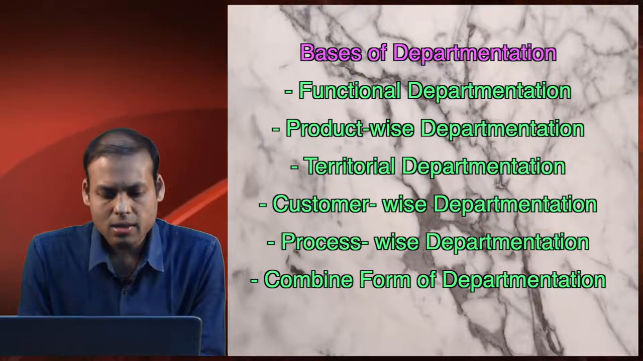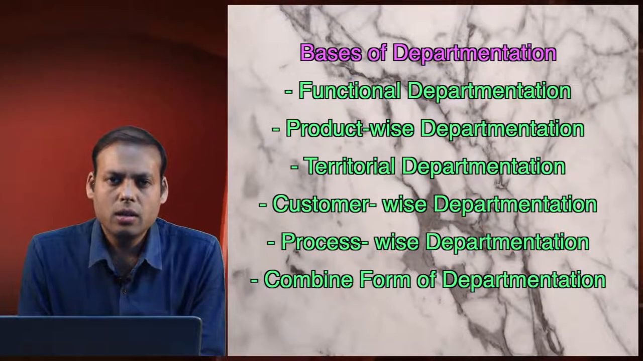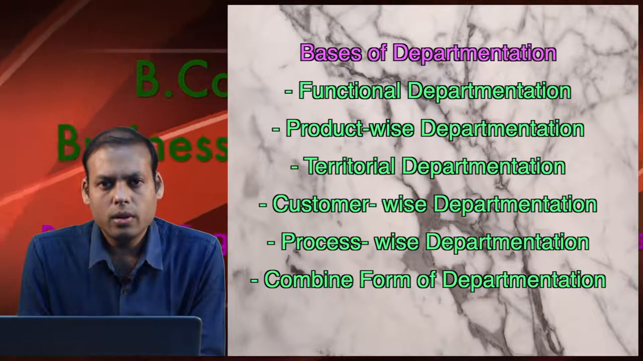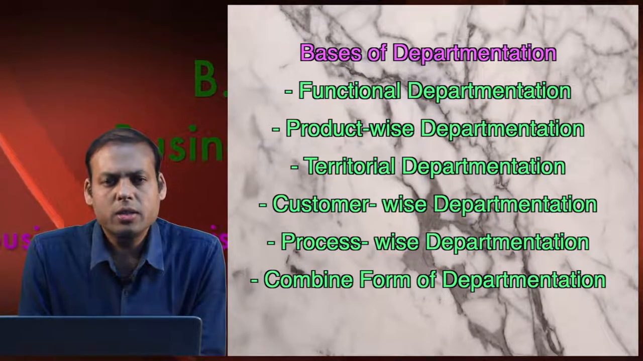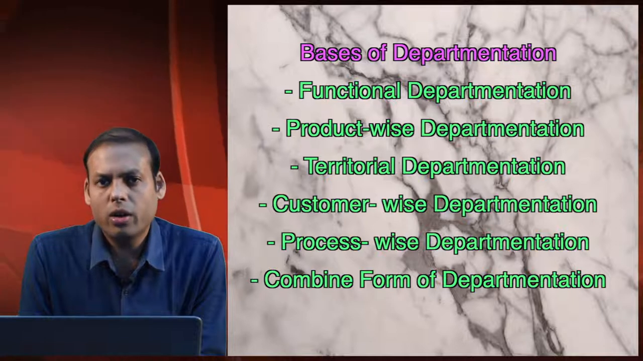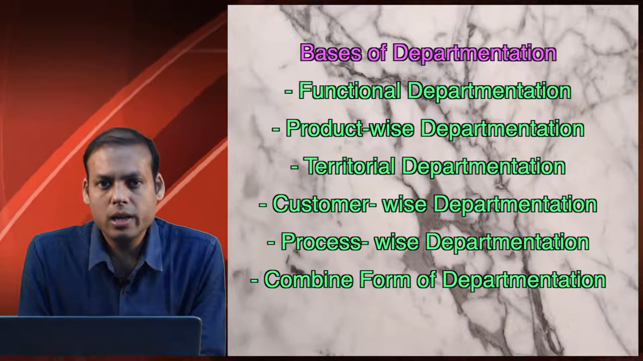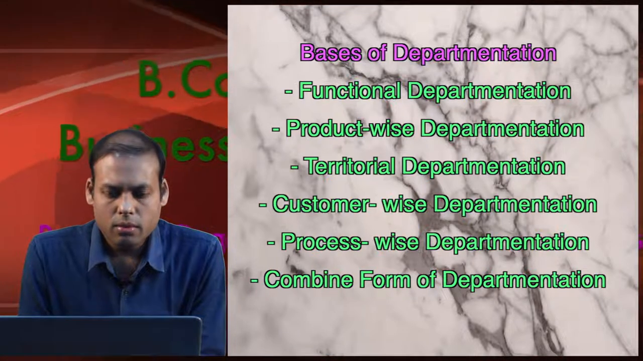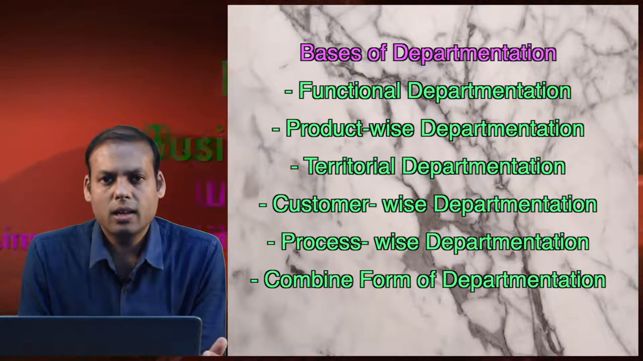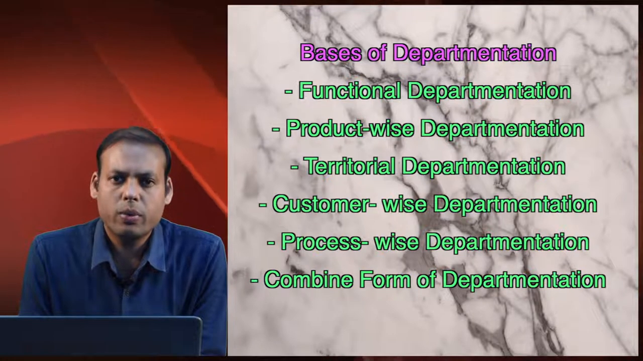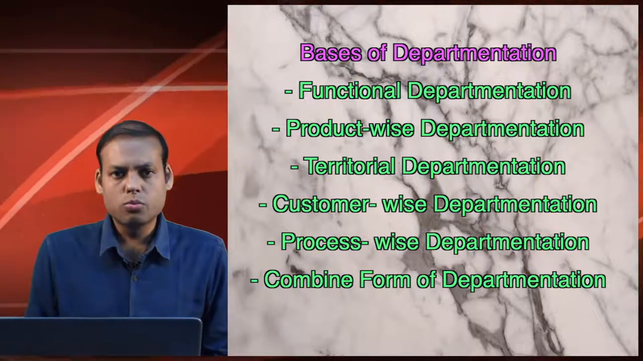And lastly, combined form of departmentation. A particular organization may form its departments on the basis of the defined bases that we have discussed. It generally happens in the case of a very big organization having a very large customer base spread over different geographical areas, where the customers are varied and products are varied. So, they can combine the different bases of departmentation, and accordingly they will divide their activities to function smoothly.